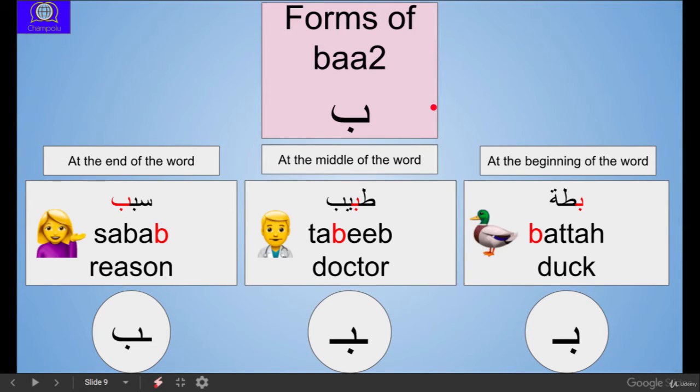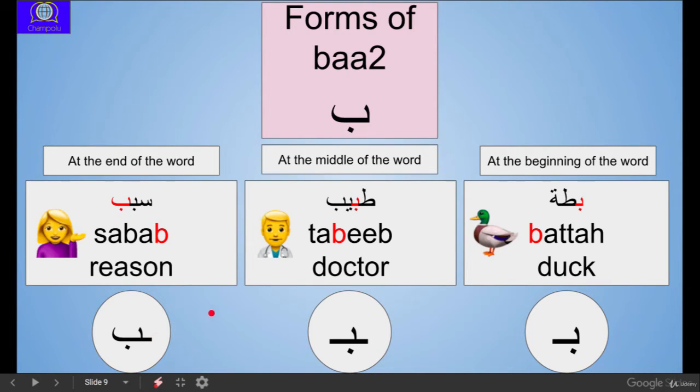It gives the same sound as the letter B in English, so it's very straightforward to pronounce, and it looks like this shape when it's separate. It's more like a plate that has a dot under it, and you will notice that it has different shapes depending on where it is in the word. If it's in the beginning of the word, or what we call the initial form, it looks like this. If it's in the middle of the word, or what we call the medial form, it looks like this. If it appears at the end of the word, or what we call the final form, it looks like this.